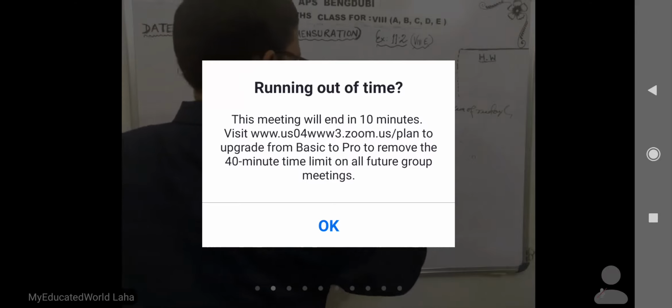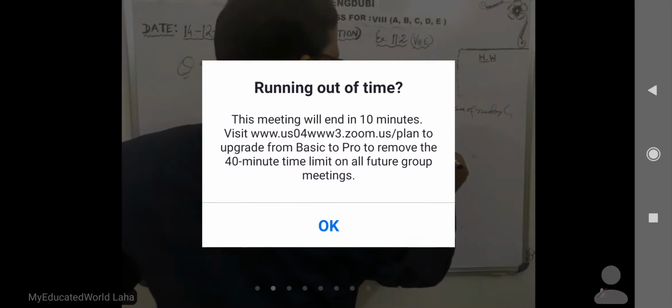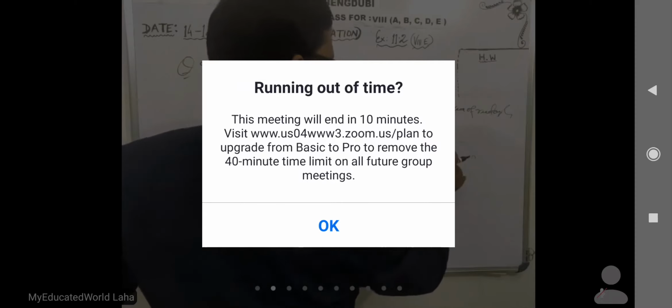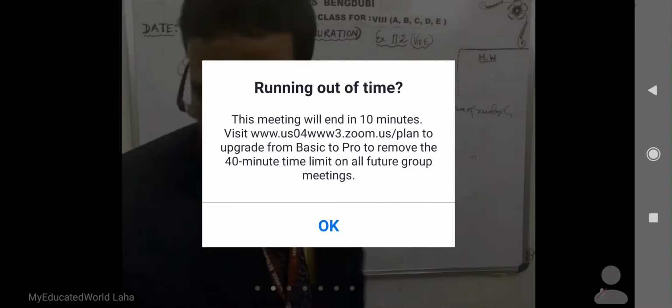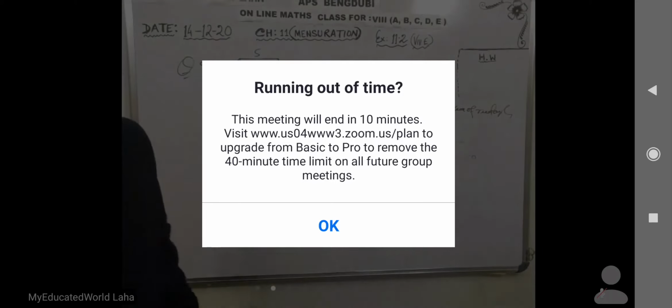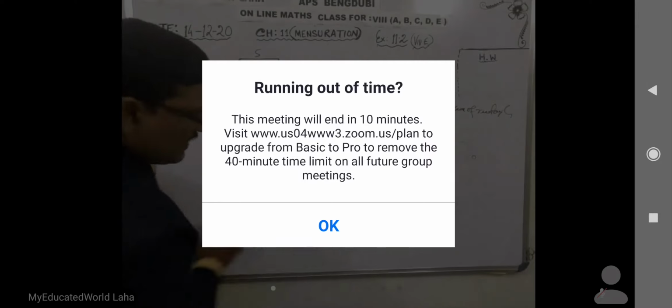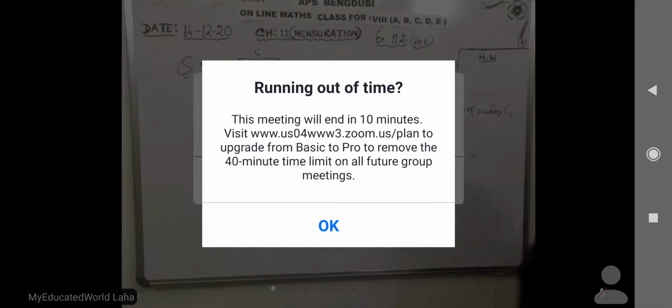That equals 16 times 4 is 64, plus 55. It comes to 119. Answer is 119 meters square. Please note it down quickly. So I have completed question number 9. Question number 10 and 11 are left.